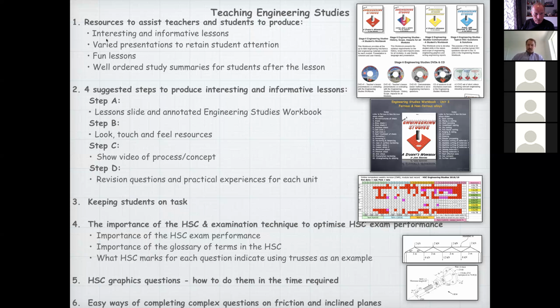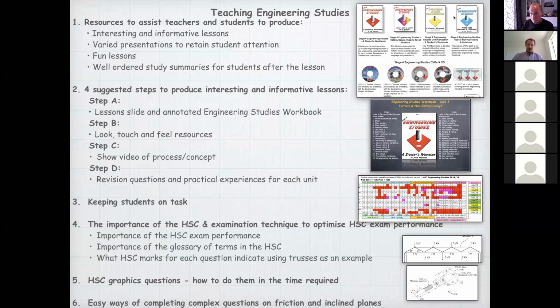I'll go through how to develop interesting and informative lessons, vary the presentation. It's really important to have fun in lessons, and I'll explain how important well-ordered study summaries are. Then I'll go through these. These are the resources that I'll explain that I use in a minute.